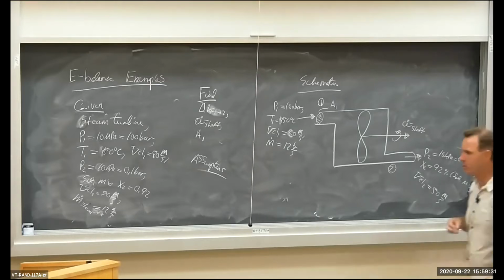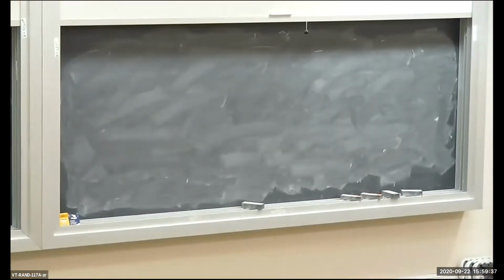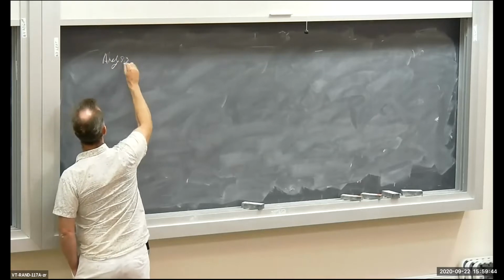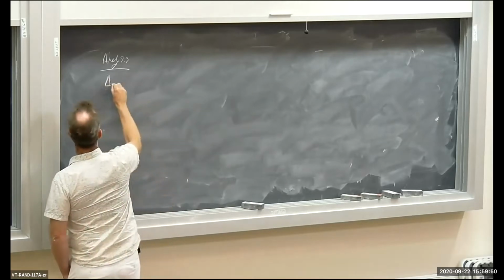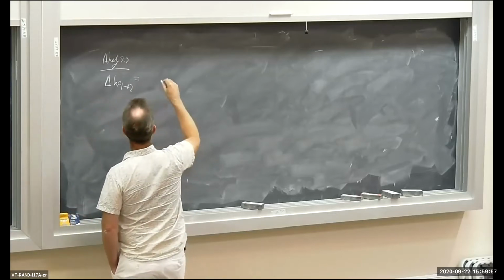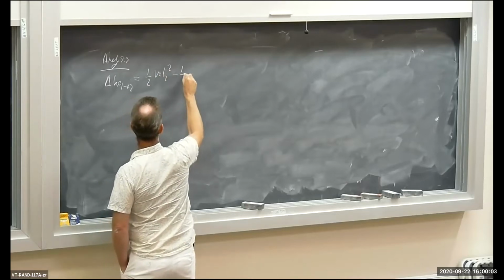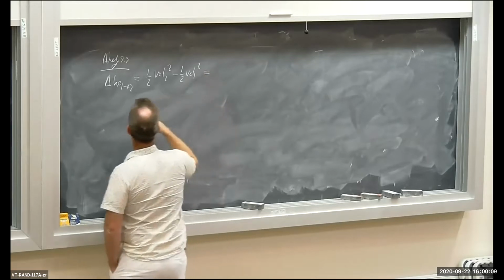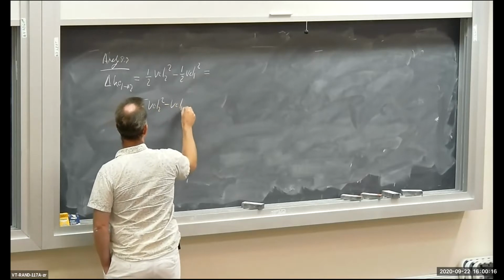Okay, let's proceed. So the first thing I want to do is the analysis. First thing I want to do is calculate the change in specific kinetic energy between the inlet and the outlet. So delta KE from location 1 to location 2. So that's going to be 1/2 velocity at location 2 squared minus 1/2 velocity at location 1 squared. Let's group together the 1/2s. Factor out the 1/2, and I have velocity 2 squared minus velocity 1 squared.